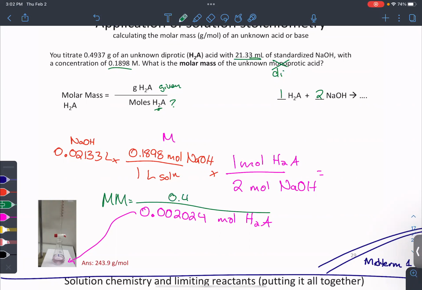So 0.4937 grams over that mole amount we just calculated. Okay, and then there we get our molar mass is the 200 some number. So in this calculation, it's the exact same. It's just we're applying a different stoichiometry. And this is different because I showed 2 examples for titrations and molar mass calculations, right? I showed you a 1-to-1 ratio and then a 1-to-2 ratio.